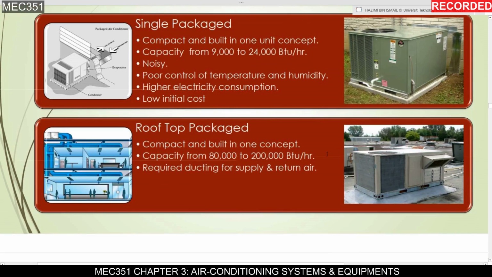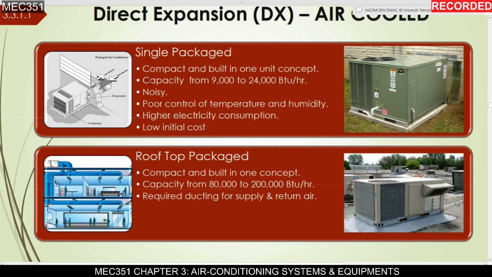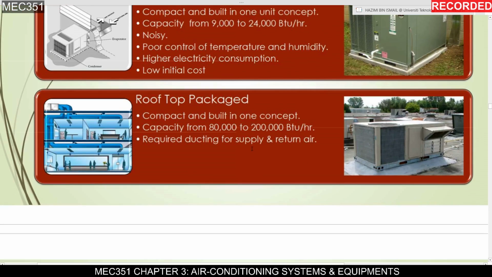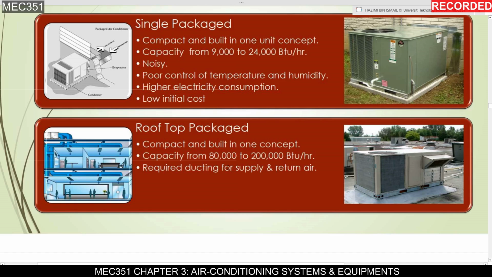And then this one is the rooftop package. Okay, you see here there are differences in the range of the BTU power. Let's say a single package can be used if you have a cooling load around 9,000 to 24,000. But if you want to cool down a larger room, where the cooling load is between 80,000 and 200,000, the rooftop package is more suitable.